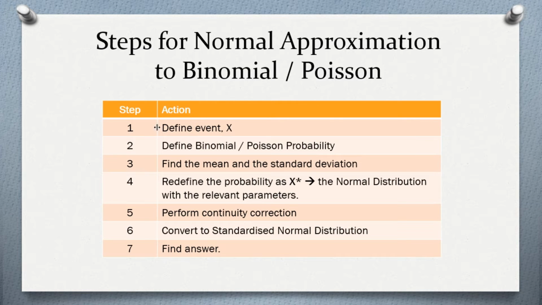Okay, steps for normal to binomial. So the first step, you will define the original event. After you define the original event, you will define the binomial or the Poisson probability. Then you will find the mean and standard deviation. Then you will change to normal, if it follows the rules. When you do these changes, you will perform continuity correction. So continuity correction is the plus minus 0.5. Then you will change it to normal and you will find the answer using your calculator. I want you to follow these steps very closely.